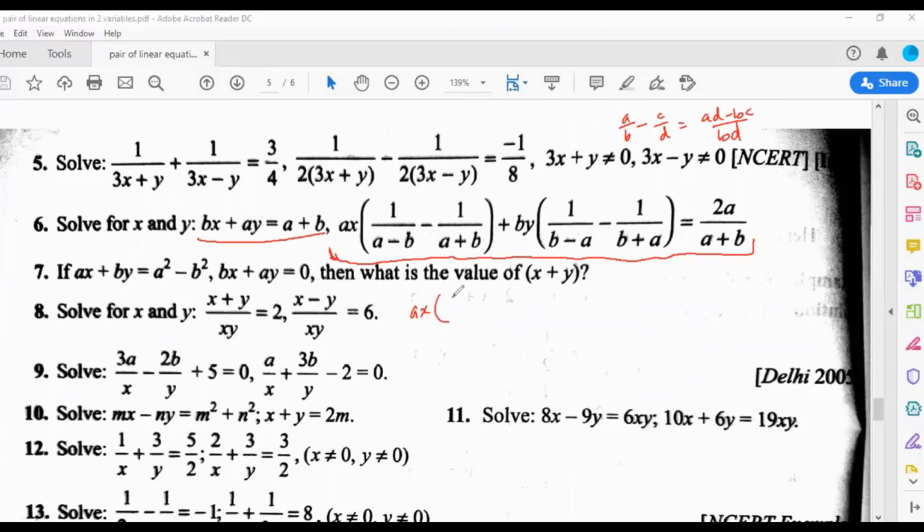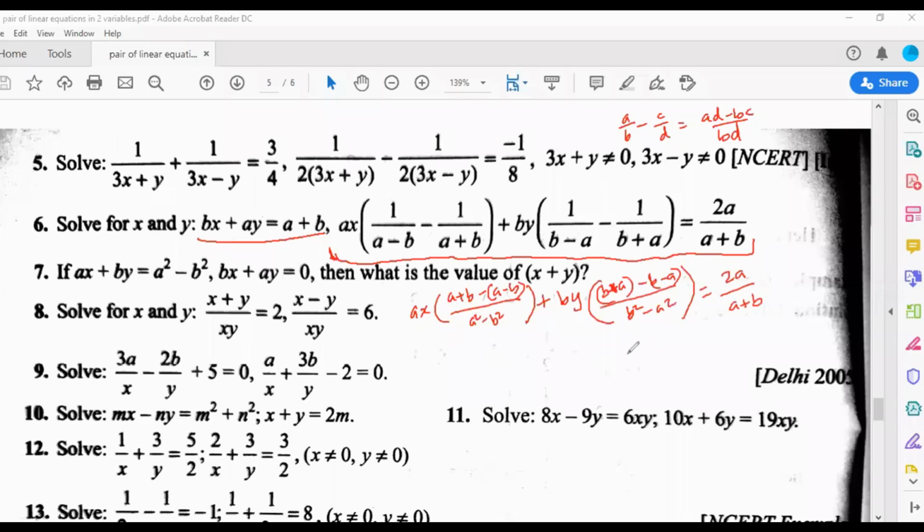So (a plus b) minus (a minus b), divided by (a minus b) into (a plus b), which is a square minus b square, right? (a minus b) into (a plus b) is a square minus b square. Then plus by into the second one: (b plus a) minus (b minus a), by b square minus a square, which is equal to 2a by (a plus b).